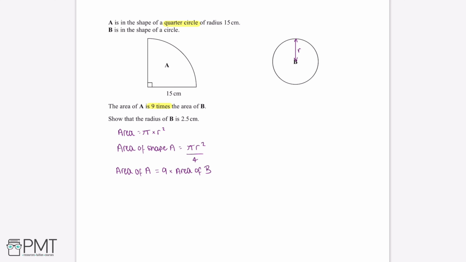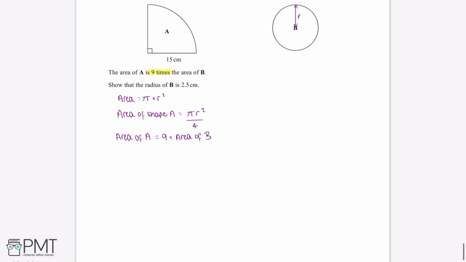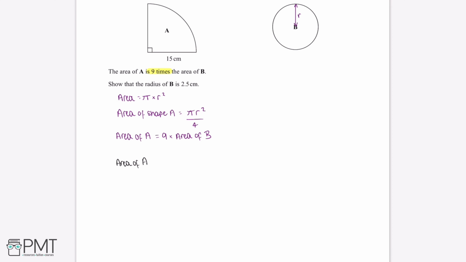And now what we can do, using the values that we've been given in the question and the formulae which we have just written down, is we can use this to work out the radius of B. So if we start with the area of shape A, we've already written that the area of shape A will be equal to pi r squared divided by 4. And we've been told that the radius is 15 centimetres. So therefore the area of A will be equal to pi multiplied by 15 squared divided by 4.